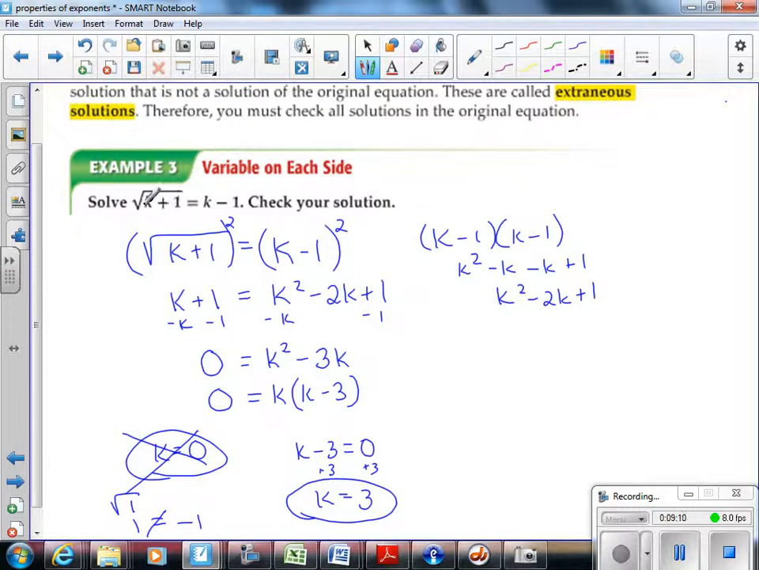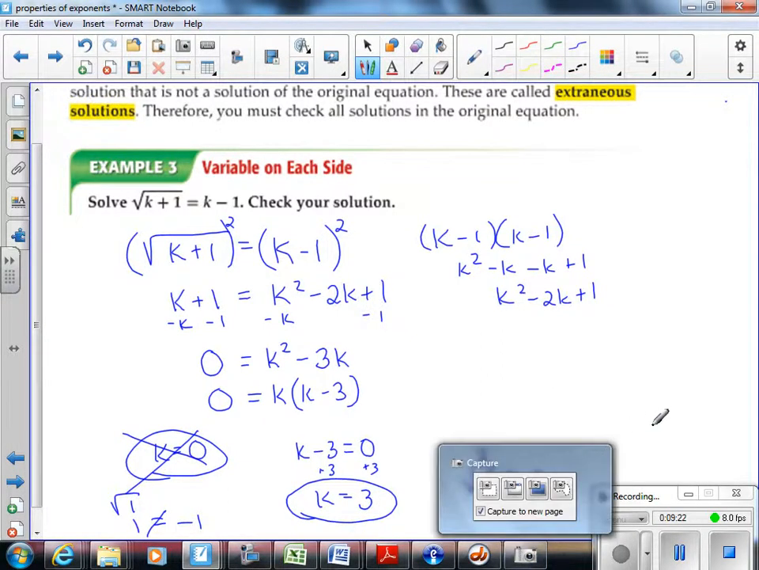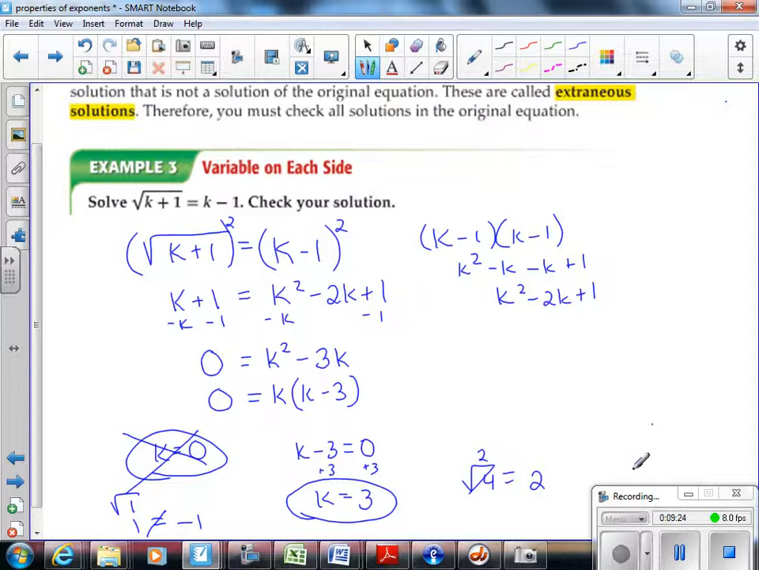So we call this an extraneous solution. Let's see if 3 works. 3 plus 1 is the square root of 4 equals 3 minus 1, 2. Is the square root of 4 equal to 2? Yes, it is. So that is our solution. So just make sure that you always check to see that they work. And if they don't, that's called an extraneous solution.